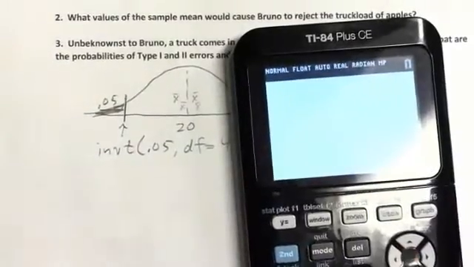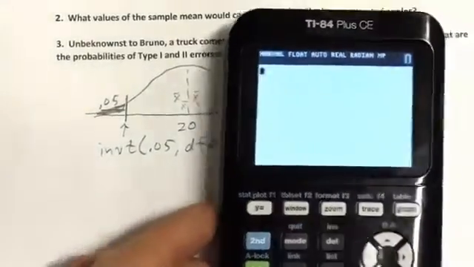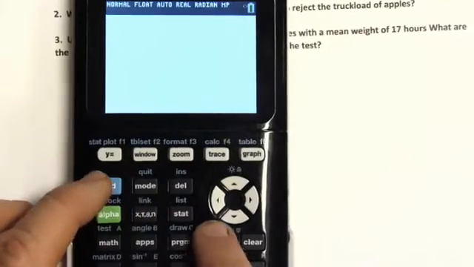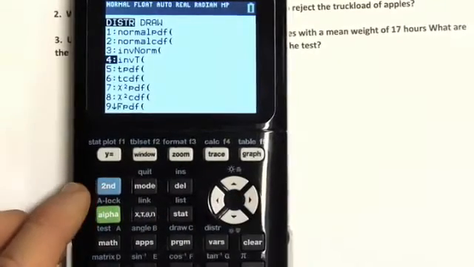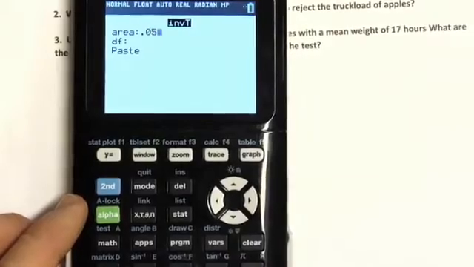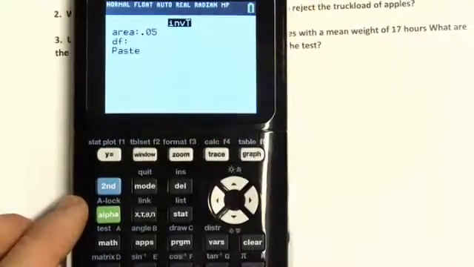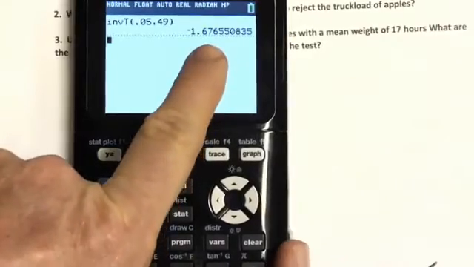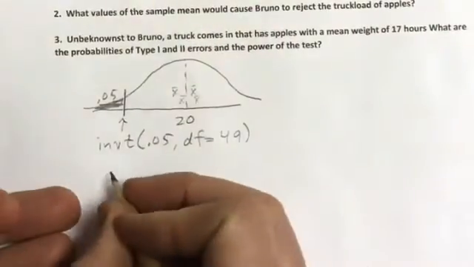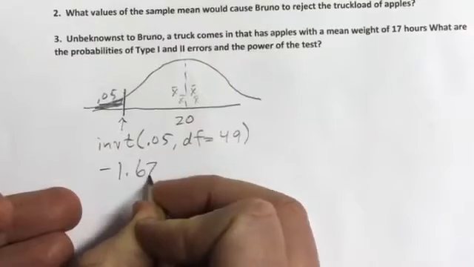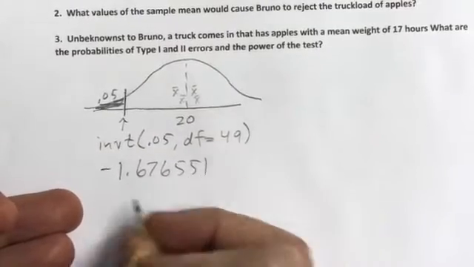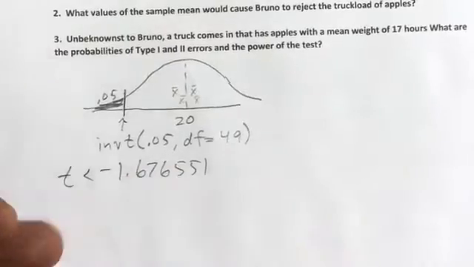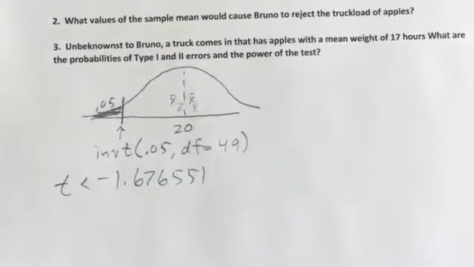All right. And so let's see what our t-score is that we get there. Now you remember we're going to use inverse t. That's on the distribution menu right above the vars button. So we go second vars, which is distribution, inverse t. And so we are using 0.05, and our degrees of freedom is the sample size minus 1. That's 49. And so there we go. There is our t-score. So that would be negative 1.676551. Anything less than that would cause us to reject the null. So that's the answer to this first question.